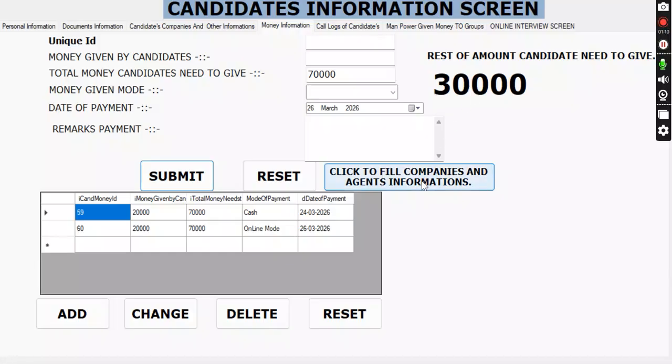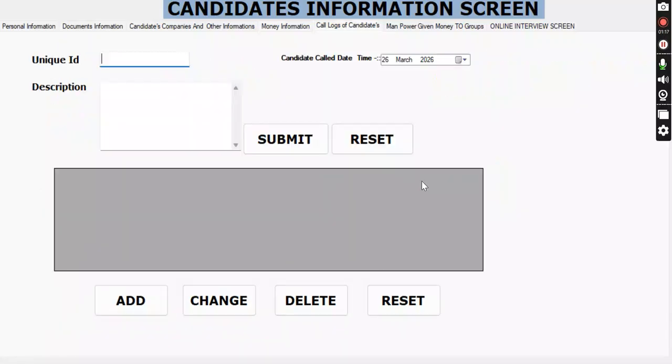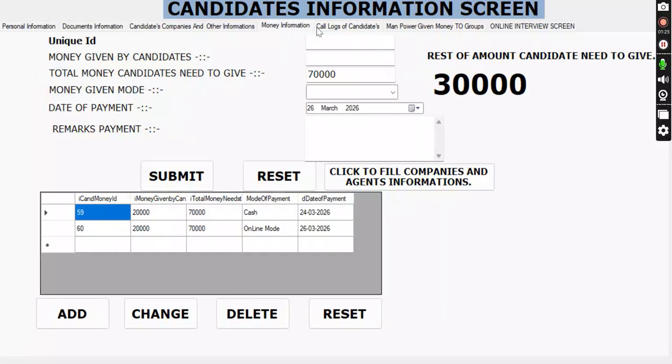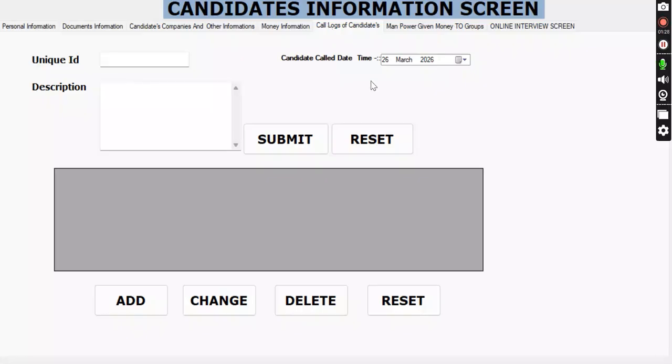Now another piece of information he has to fill. That comes to this. That is the money information he has filled. Candidate log information. He has pressed the add button.